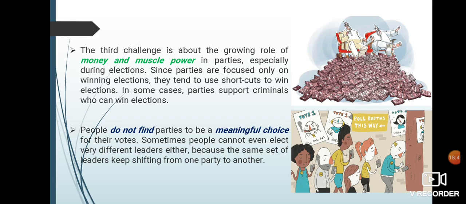The fourth challenge is lack of meaningful choice. People do not find parties to be a meaningful choice for their votes. Sometimes people cannot even elect very different leaders either, because the same set of leaders keep shifting from one party to another.